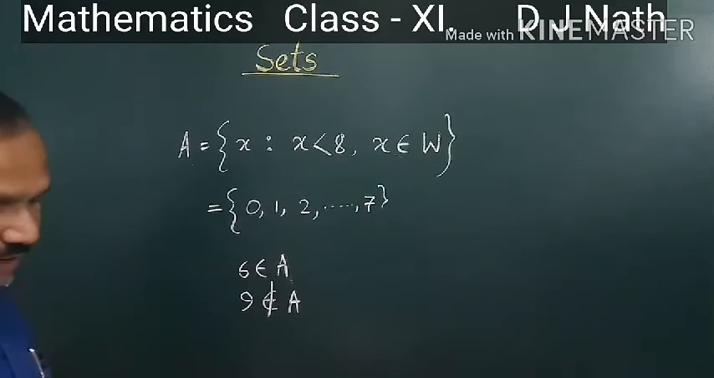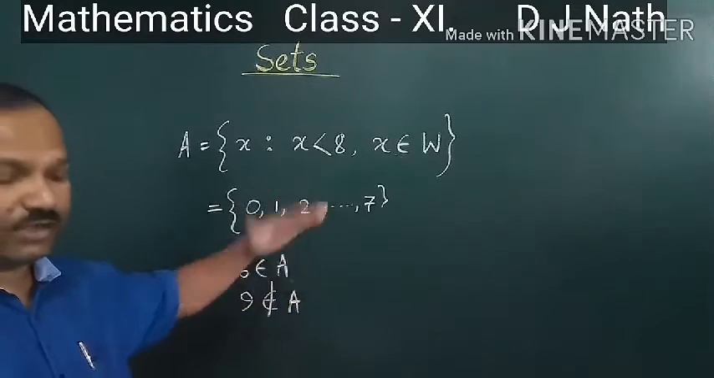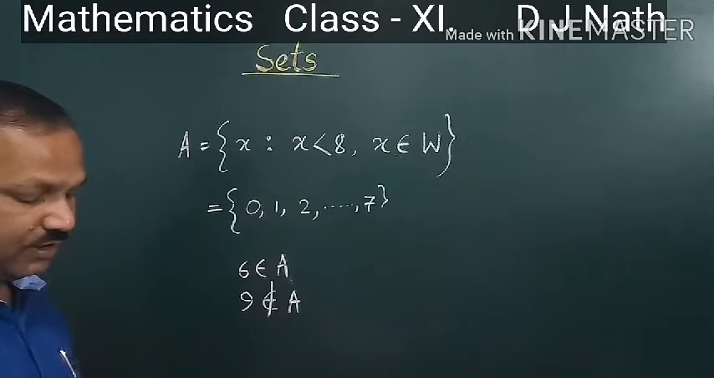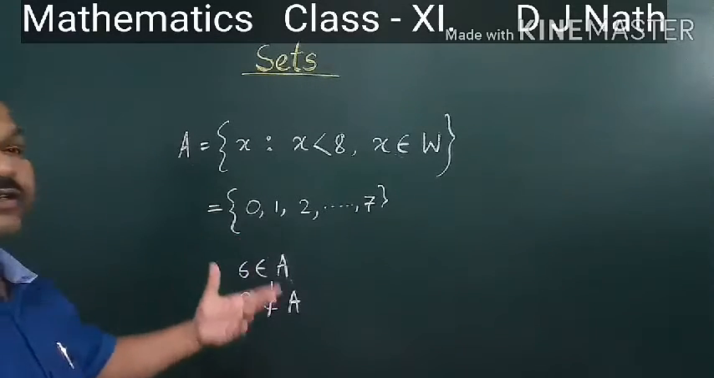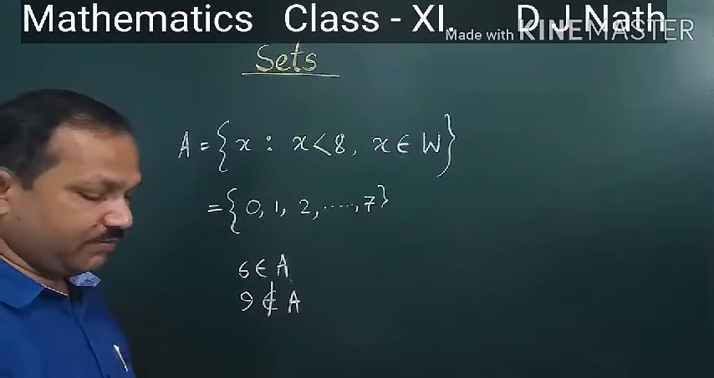Next things are there. We have to convert roster form to set builder form, and set builder form to roster form. I hope this first exercise you will be able to do. Okay. Next exercise is your types of the sets.